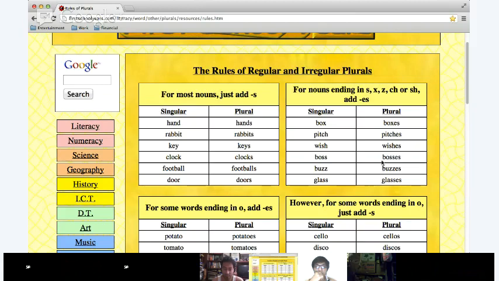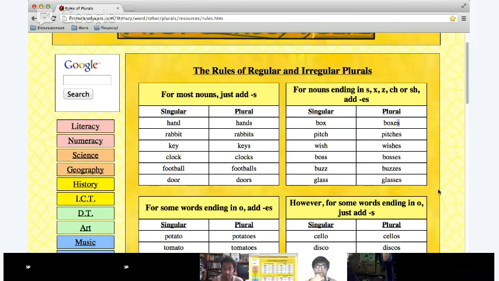Bosses, buzzes, glasses. And here when we add that ES, that is going to have a voiced S sound at the end. That will sound like a Z.